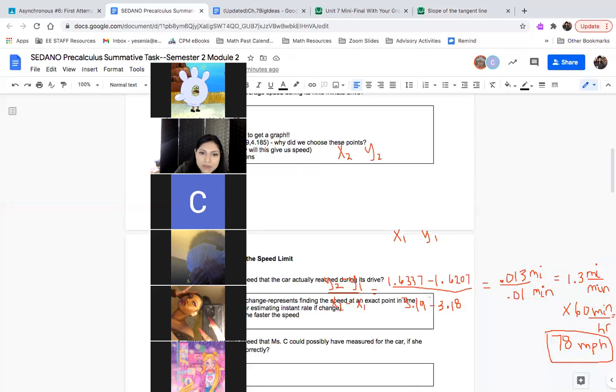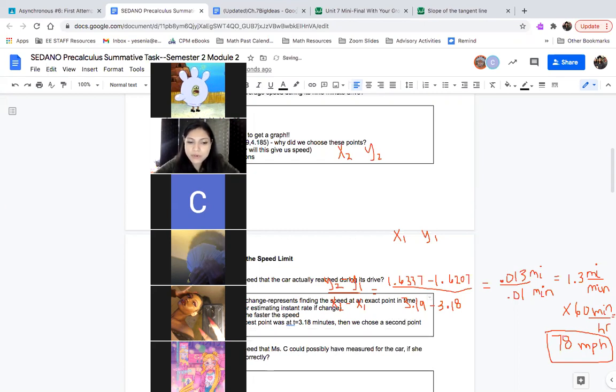So let me just go back to our summative. What we just did, we applied steeper the slope, faster the speed. We identified that the steepest point was at t equals 3.18 minutes. First we identified that that line was the steepest, and then we chose a second point that was really close to our point of interest. Again, that's us trying to apply big idea number 7.